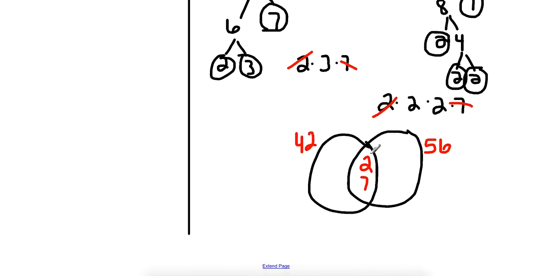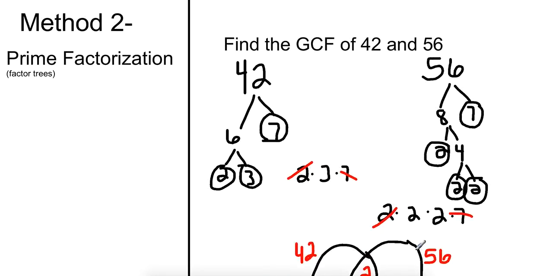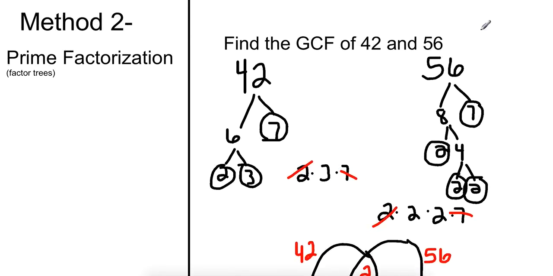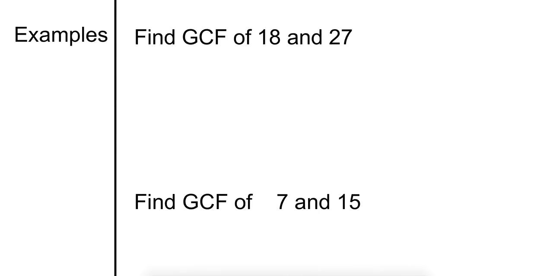So what's nice about using this strategy is now all I have to do is go 2 times 7. 2 times 7 equals 14. The greatest common factor of 42 and 56 is 14. And I never had to make a list of all of their factors. So why don't you try 18 and 27 and then come back and check your work.